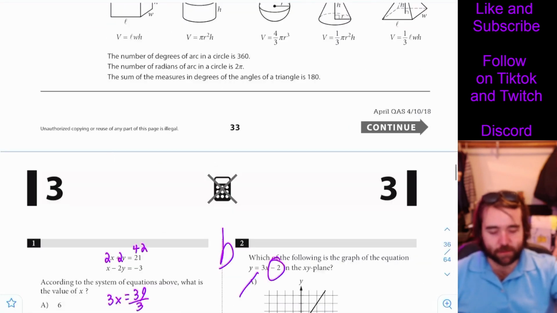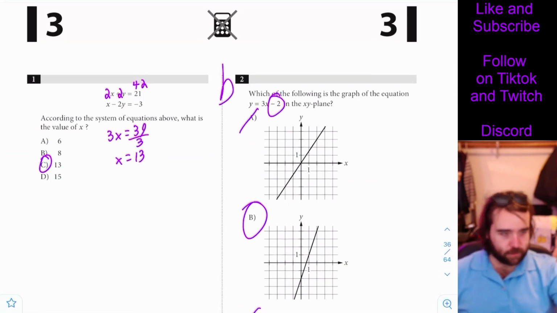So let's check answers. We gotta check answers. It's good to do that in between. Make sure we get them right.